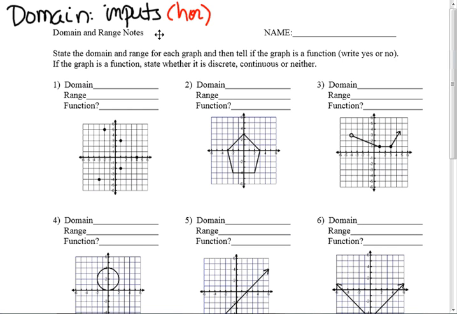Okay, then what's the range? The range is what? Matt, do you remember? It's going to be the vertical. They're the outputs. Joey, do you remember?